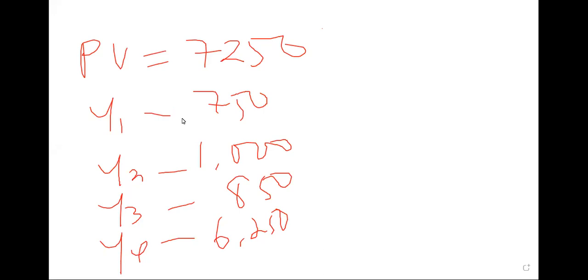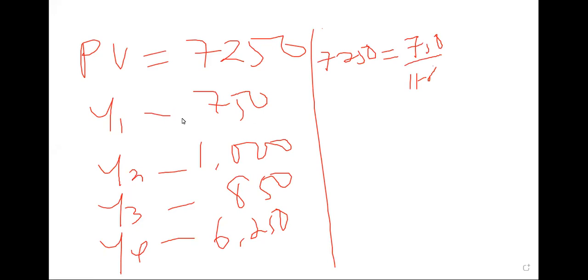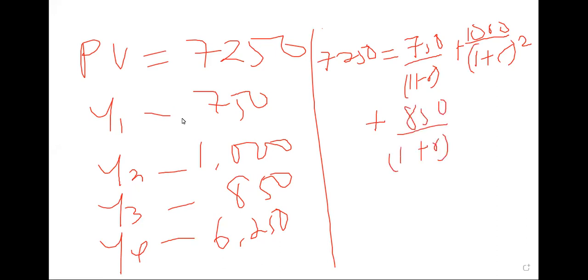Now, if you want to see if this is true, what do you do? You discount all of these, right? So you would have done 7250 equal to 750 over 1 plus R raised to the power 1, plus 1,000 over 1 plus R raised to the power 2, plus 850 over 1 plus R raised to the power 3, plus 6250 over 1 plus R raised to the power 4. This is all you are supposed to do. I use the calculator to punch. If you spend time in the examination hall trying to make R the subject, maybe we're not used to that.